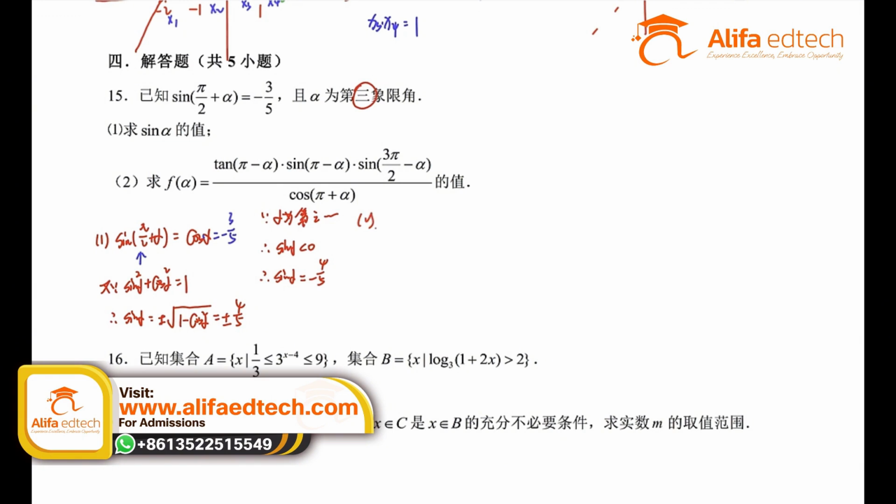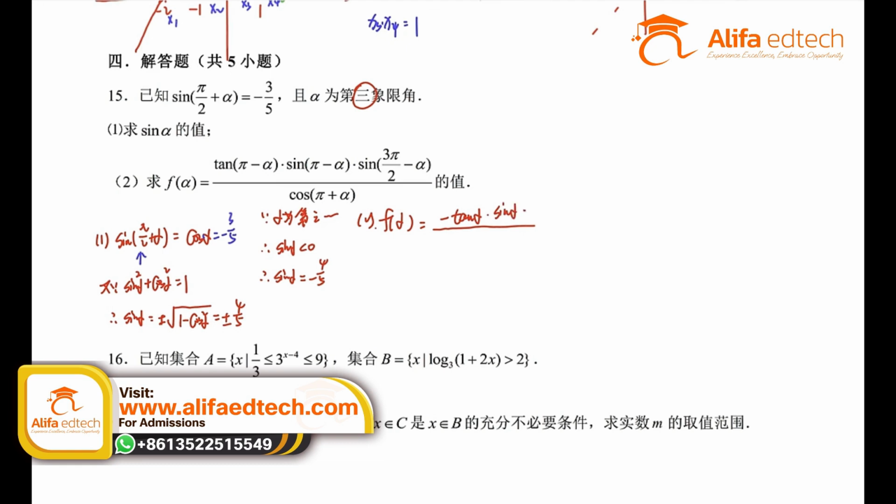Okay, for the second part, we need to find the value of this expression. So f of alpha is equal to, we process it based on the reduction formulas here. For tangent of pi minus alpha, it's supplementary to alpha. When you remember the rule for supplementary angles, the sine values are equal and the cosine values are opposite numbers. So this means it's equal to negative tangent alpha, and then multiplied by sine of pi minus alpha, which is actually exactly the sine alpha we need.